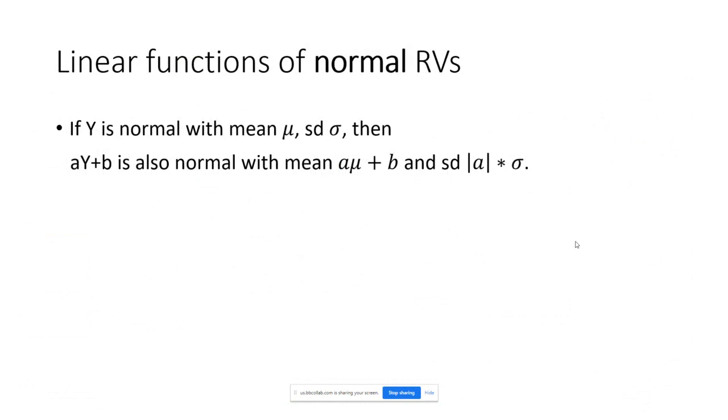So some cool facts about normal distributions. One is that if y has a normal distribution with mean mu and standard deviation sigma, then a times y plus b, where a and b are constants, also has a normal distribution with mean a times mu plus b and standard deviation absolute value of a times sigma.